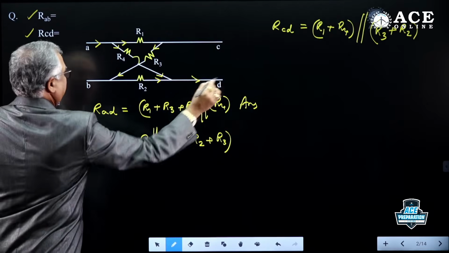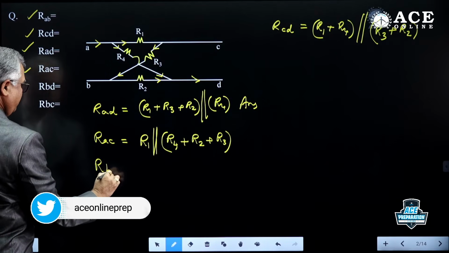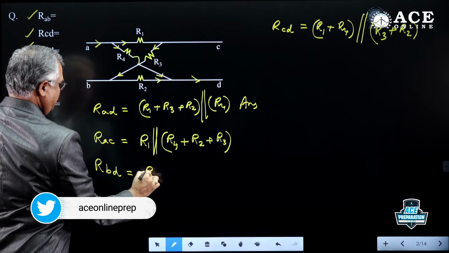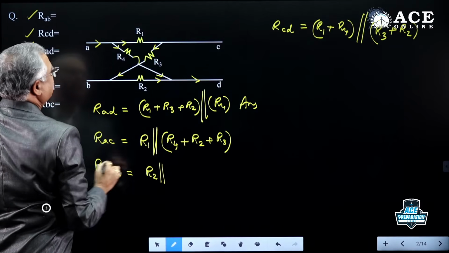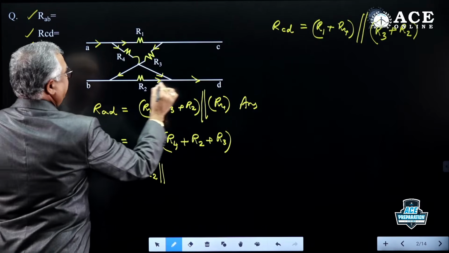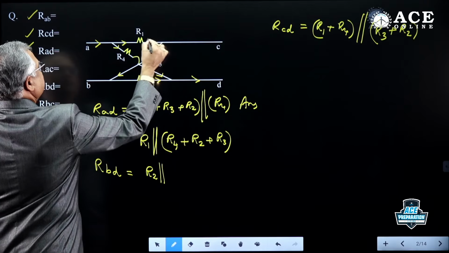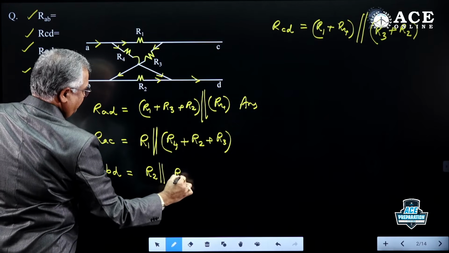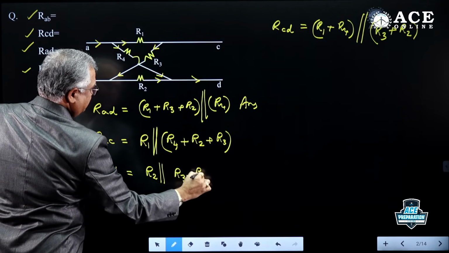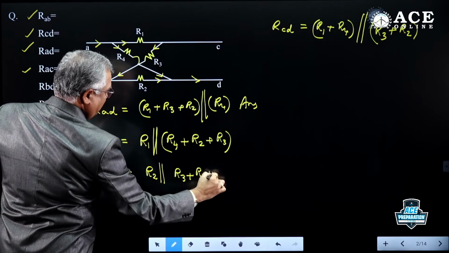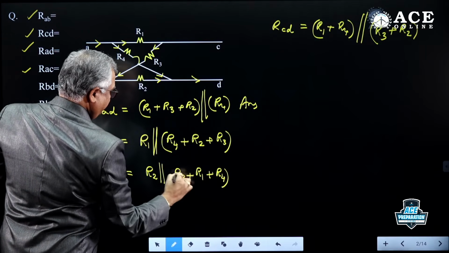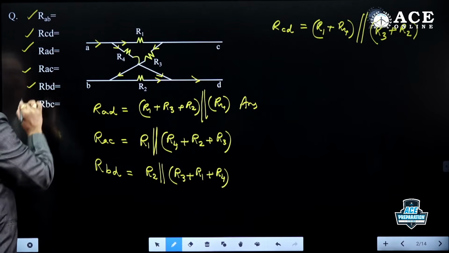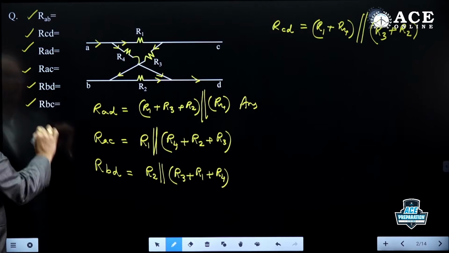Then RBD. R2 is parallel with... C to D is this one path. The second path is this. So R3 plus R1 plus R4. So like this you can find RBD, RBC also you can try.